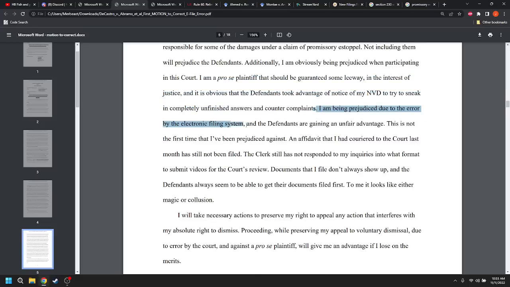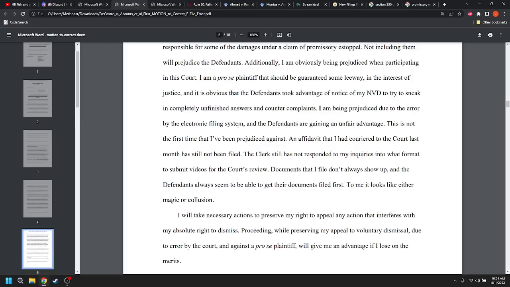I am being prejudiced due to the error by the electronic filing system, and the defendants are gaining unfair advantage. So first of all, the defendants filed their answers by the date they were supposed to file. They were supposed to file them by November 7th. So them actually waiting until November 7th instead of filing it on the 5th or 4th or 3rd or 1st or October. They waited until essentially the last day to file. Technically, they could have waited until, I think, midnight. And you're saying that somehow prejudiced you? That them waiting to file till the last day prejudiced you? That is stupid. I don't know what you think you're arguing, but that's stupid.